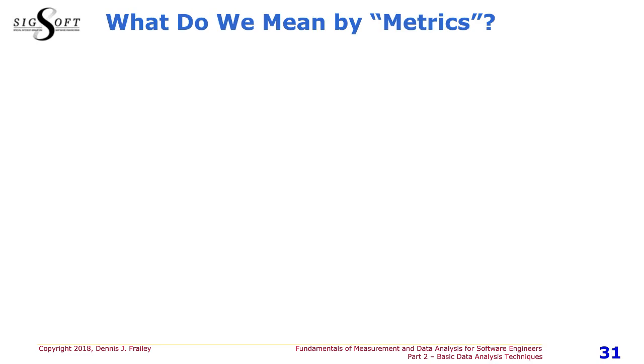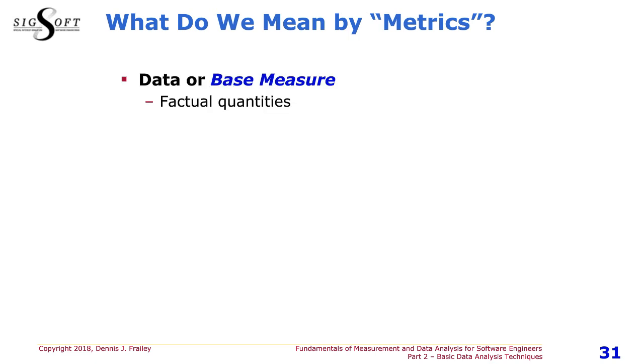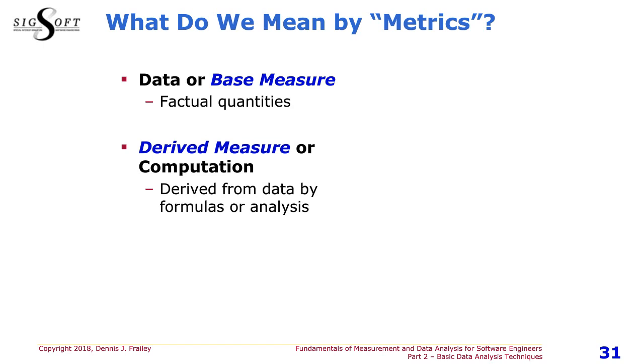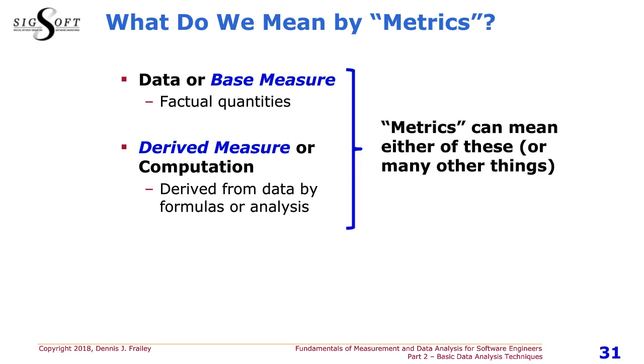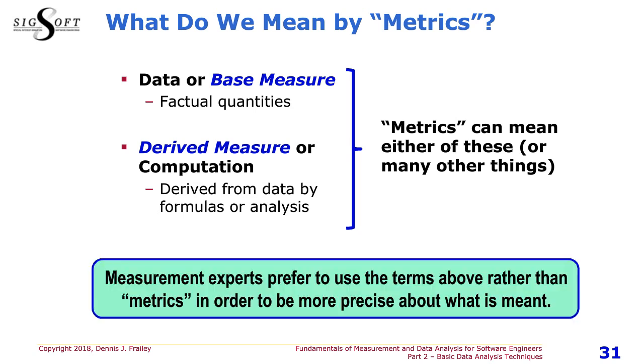Well, let's talk about the term metrics. One of the terms defined by that standard I mentioned, the ISO standard, is a base measure. A base measure is a factual quantity that you can measure, as compared with a derived measure, which is something you compute, usually using base metrics. The term metrics can mean either of those, but in the international standard terminology, you distinguish between those two things, and you also distinguish other terms, because you want to make sure that you know exactly what the terms mean.